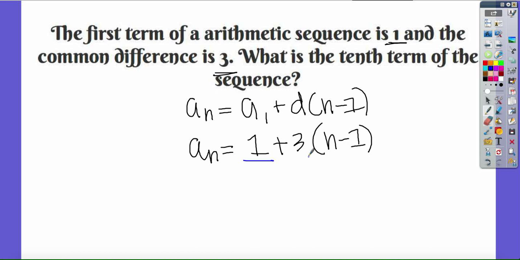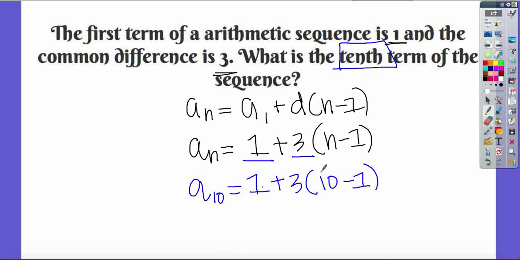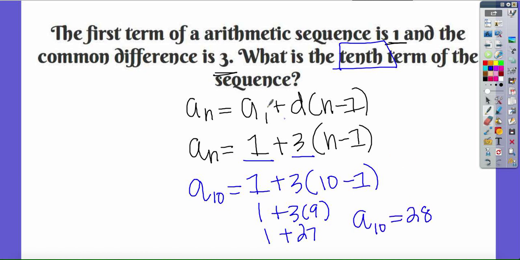This came from my first term. This came from my common difference. Now they want me to specifically find the 10th term, so they want us to find a sub 10, which is equal to 1 plus 3 times 10 minus 1. Following the order of operations here, that would come from 1 plus 3 times 9, so 1 plus 27. So a sub 10, the 10th term in this sequence, is 28. Now, could I have just sat there and added 3 each time till I got to the 10th number? Yeah, but if it's like the 50th number, I don't have time to do that. That is what this is useful for.